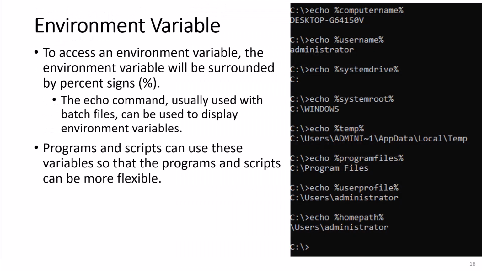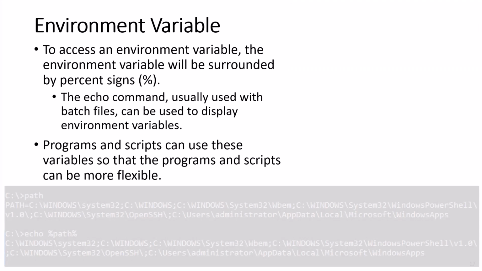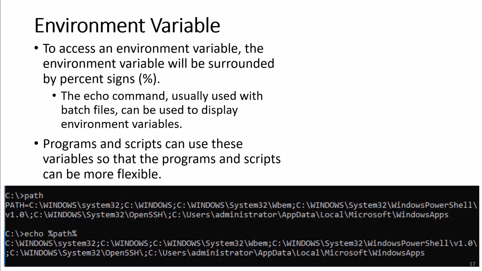To access an environment variable, surround the variable name with % signs. The echo command, usually used with batch files, can be used to display environment variables. Programs and scripts can use these variables so that the programs and scripts can be more flexible. At the bottom of the screen is the path command and the path environment variable, which show the same path.